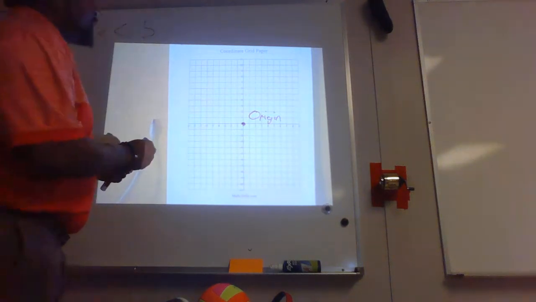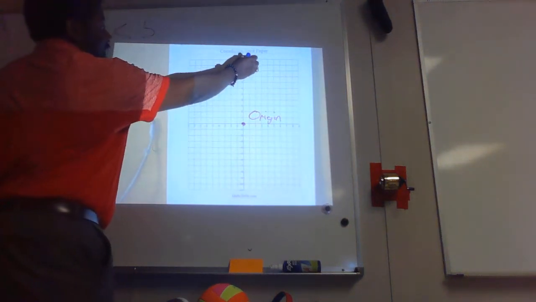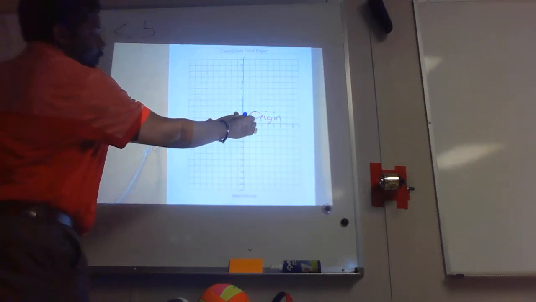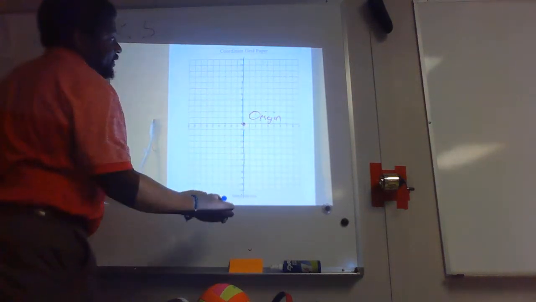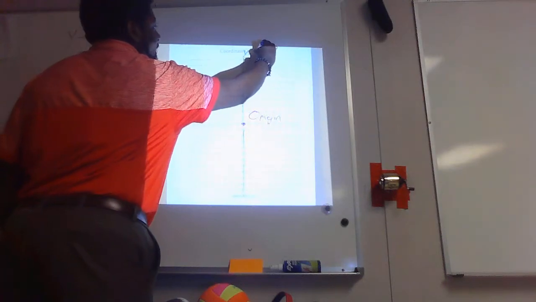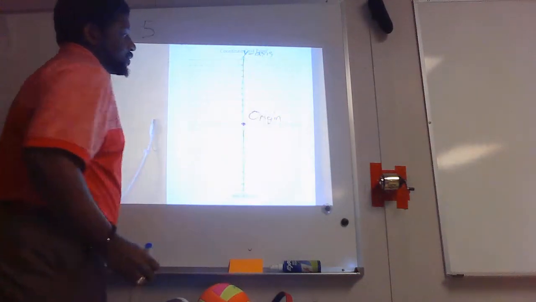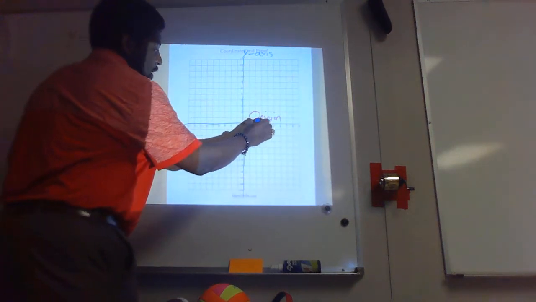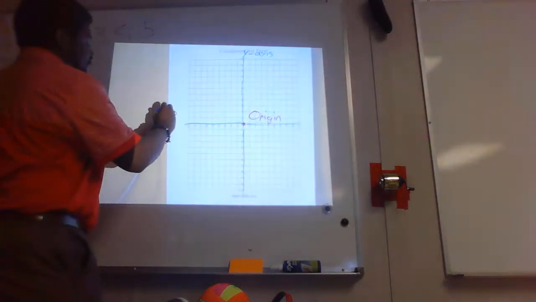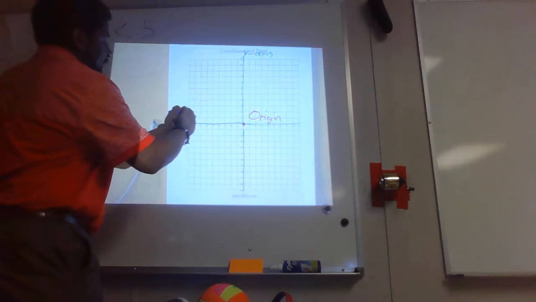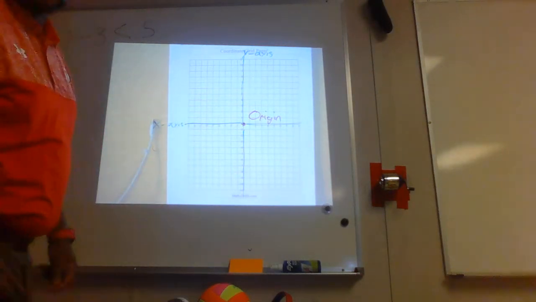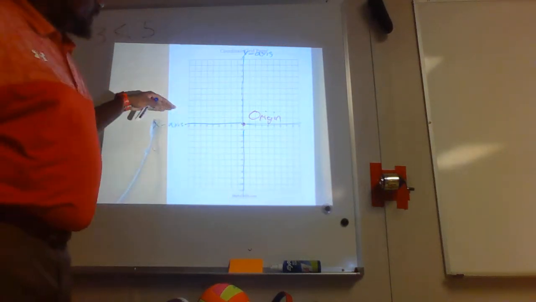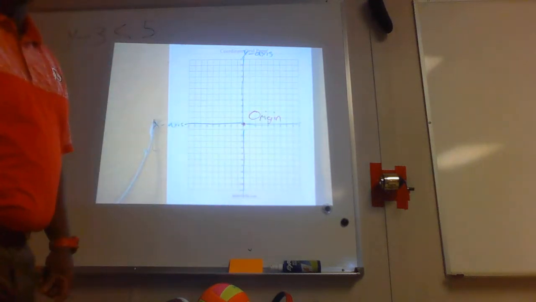The next thing you need to know is this line that goes straight down through the middle, through the origin, all the way down the bottom of the graph. That is called your y-axis. And the one that goes through the middle from left to right is called the x-axis. Y-axis, x-axis.